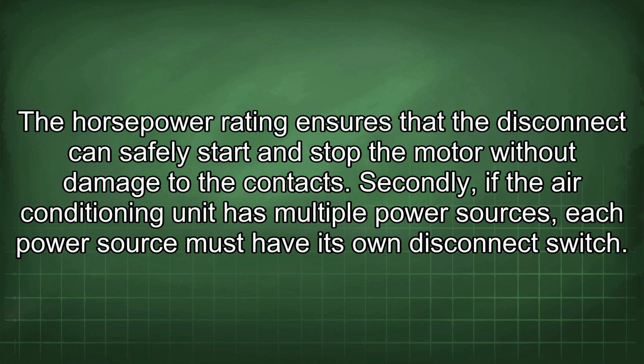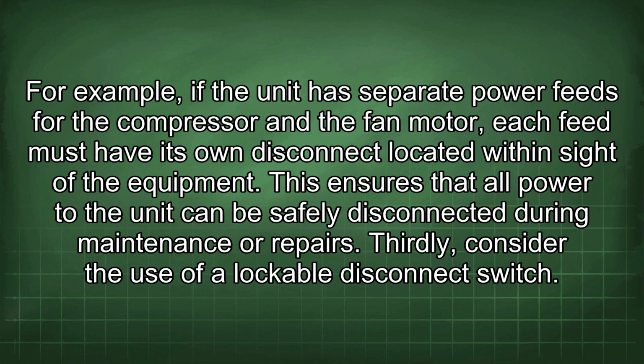Secondly, if the air conditioning unit has multiple power sources, each power source must have its own disconnect switch. For example, if the unit has separate power feeds for the compressor and the fan motor, each feed must have its own disconnect located within sight of the equipment. This ensures that all power to the unit can be safely disconnected during maintenance or repairs.